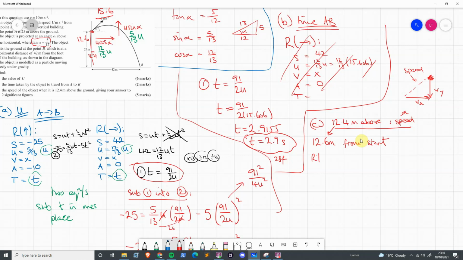So if I resolve upwards, the time we don't know. The acceleration is minus gravity, so minus 10 in this question. The speed is 5 over 13 u, and we know that that's 5 over 13 times 15.606. And the displacement is minus 12.6, because we need to go 12.6 down to get 12.4 above the ground. We wouldn't use 12.4 as our S value there.